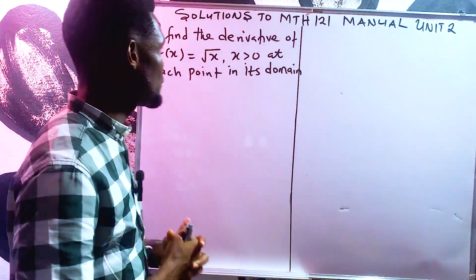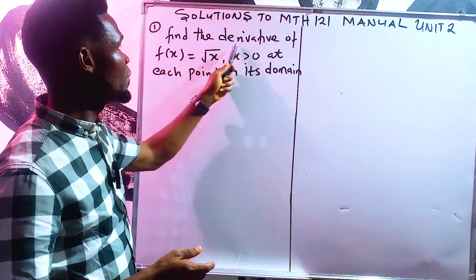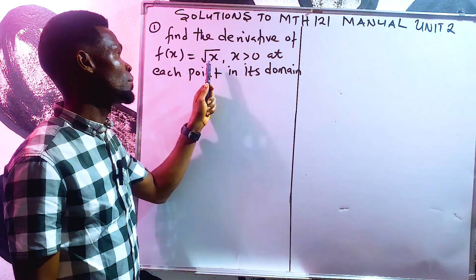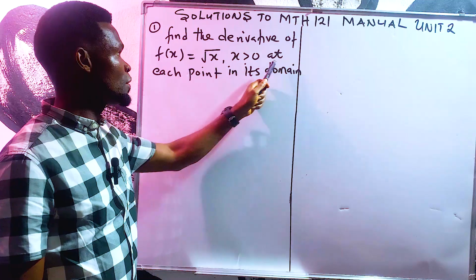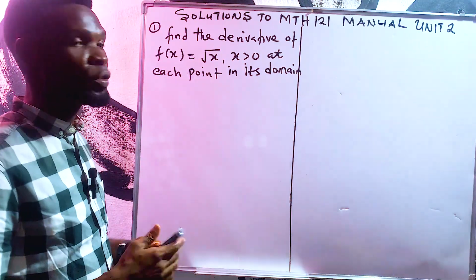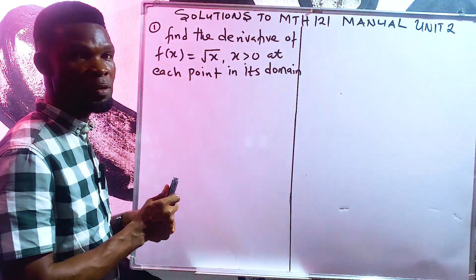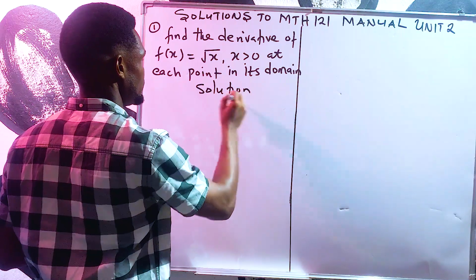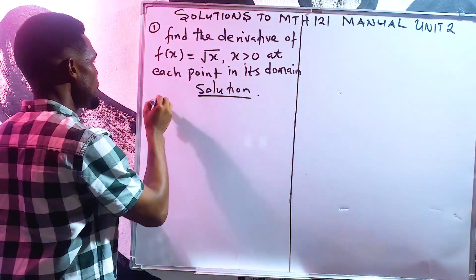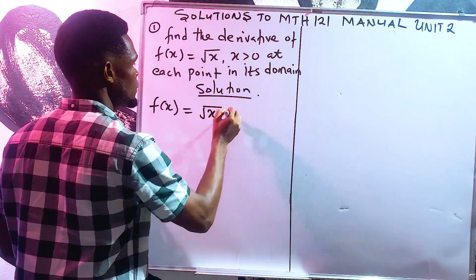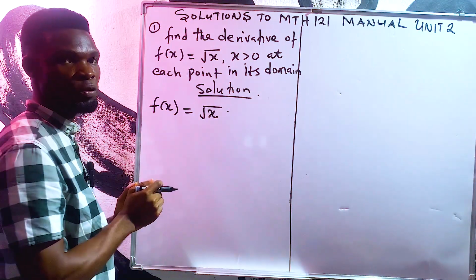So let's begin with the first one that says, find the derivative of the function f of x equals root x, if x is greater than 0, at each point in its domain. All that is English. All you need to do is just to differentiate this function. So the solution: if f of x is equal to root x, we want to differentiate this function.